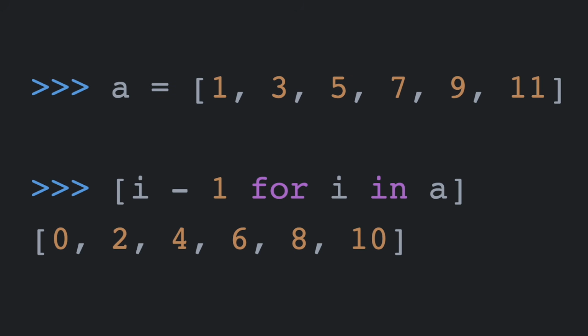This is an example of a list comprehension. So we have this list, and then we're going to create a new list, but it's going to do something to each element in the original list. I minus 1 for I in A. So each element in the list we're going to subtract 1 from.